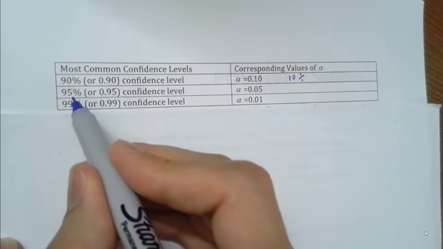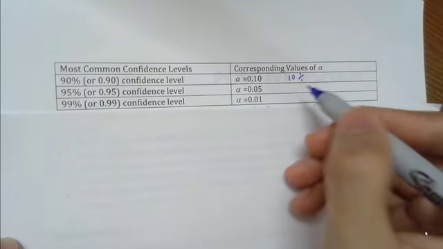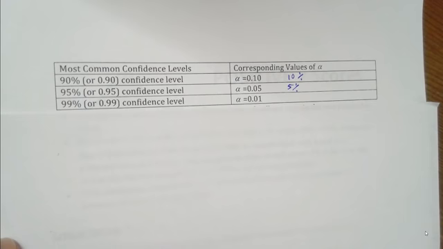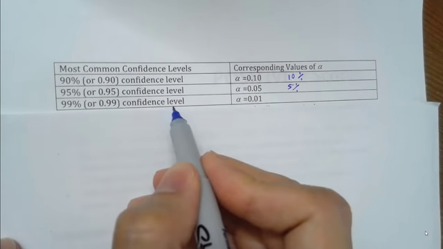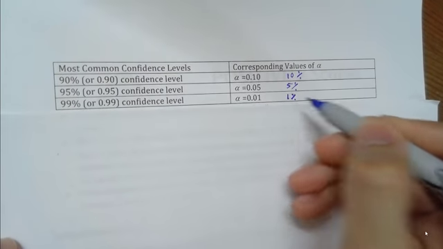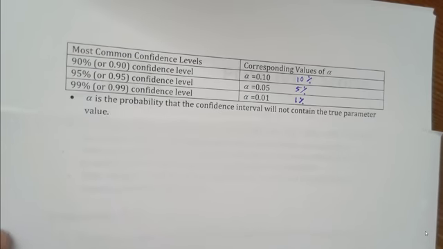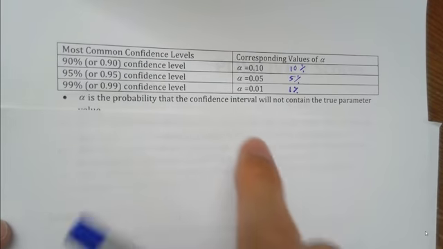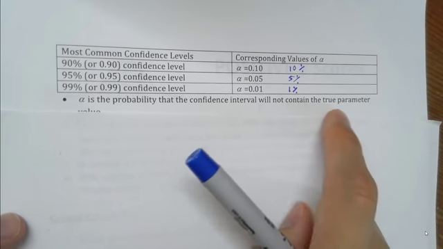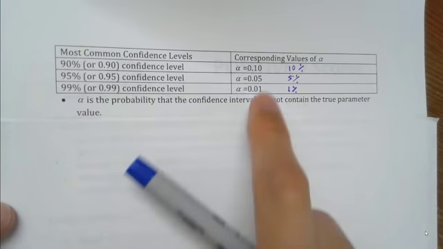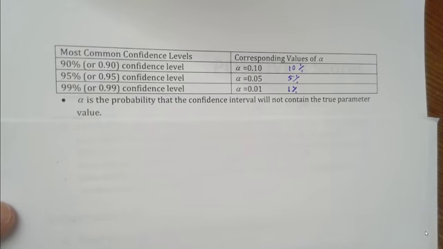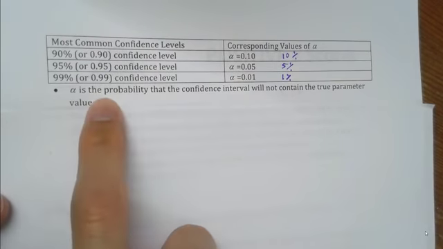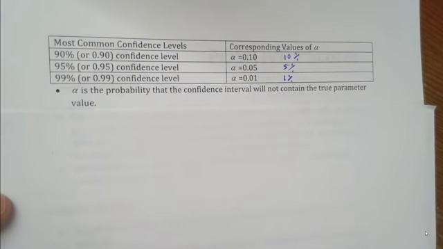95% confidence level, alpha is the other 5%, or 0.05 in decimal. So if you add these two values, make sure that you get 100%. 99% confidence level, your alpha is the other 1%, or 0.01 in decimal. Now alpha is the probability that the confidence interval will not contain the true parameter value. That's why it is the complement of the confidence level. So that is the probability that the confidence interval will not contain the true parameter value.